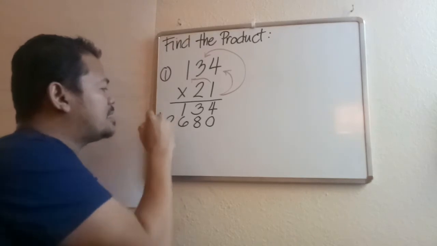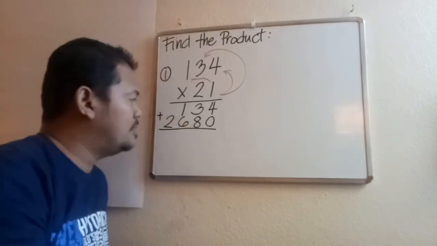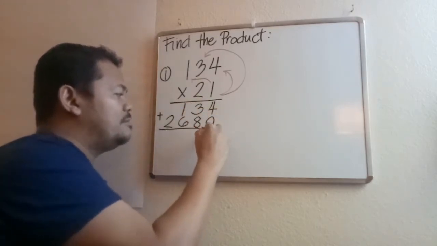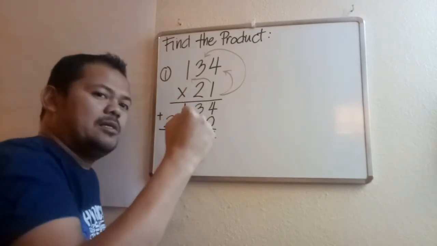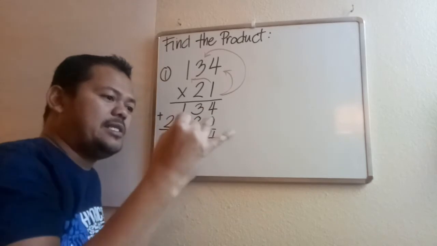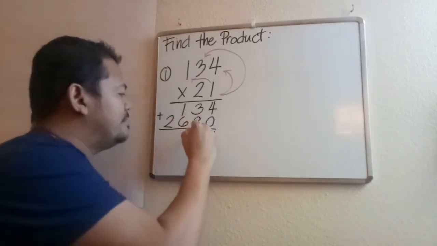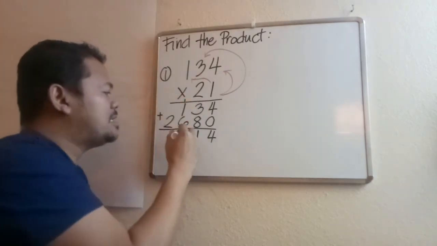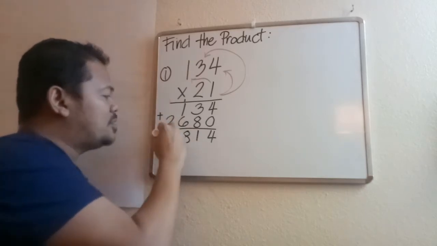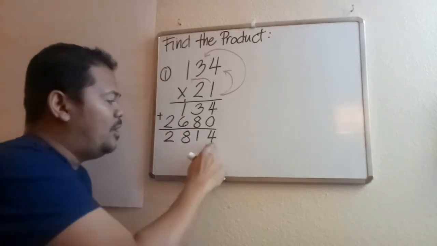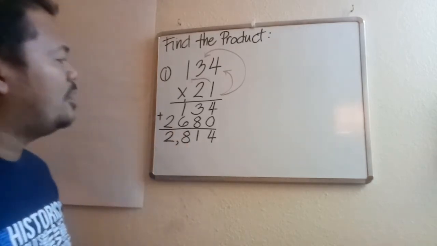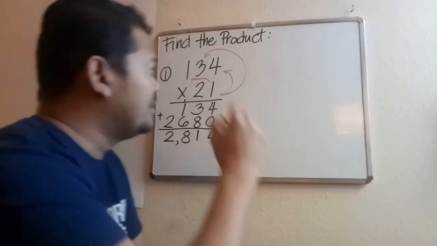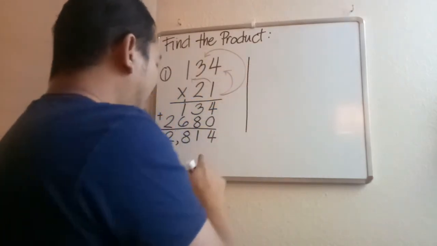Then write the plus sign in order for you to not be confused. Then you can go adding them all together. 4 plus 0 equals 4. 3 plus 8: 8, 9, 10, 11. The answer is 11. 6 plus 1 equals 7, plus 1 equals 8. Then bring down 2. Then count to 3. 1, 2, 3. Write the comma. So you got here 2,814.